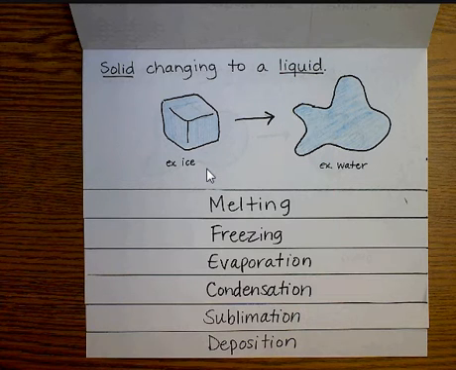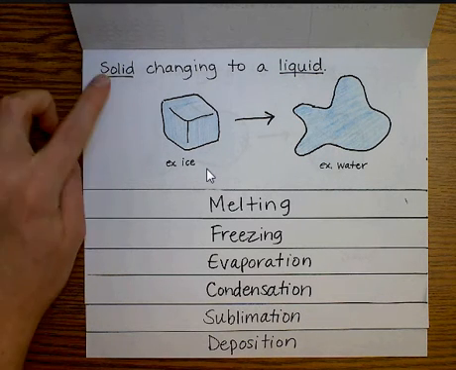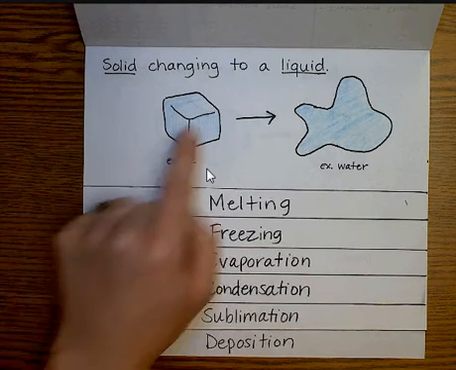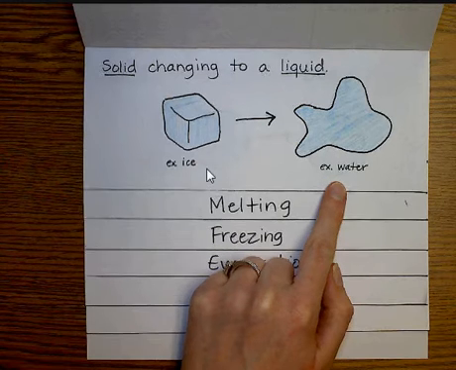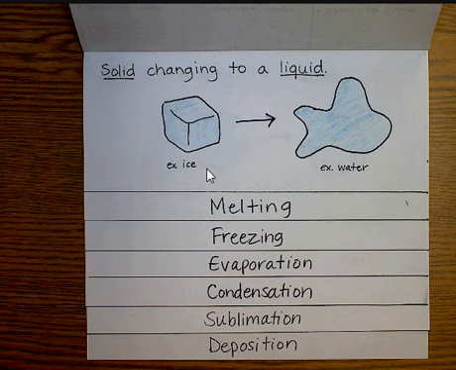So for melting, it starts as a solid, so an example we have ice, and it changes to a liquid, so it goes to water, for example. Pretty simple. You're familiar with melting. You see it all the time. So this is what you need to include on your flip chart.